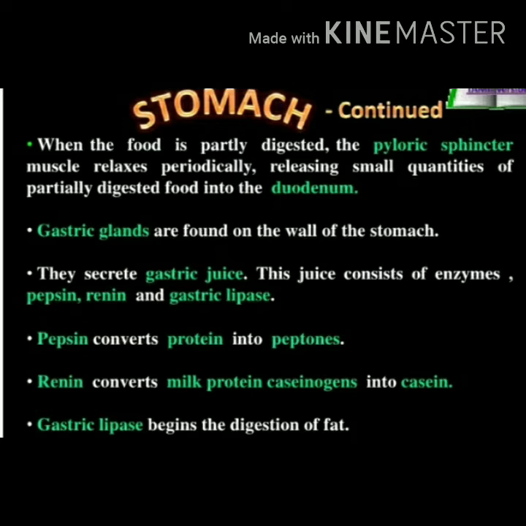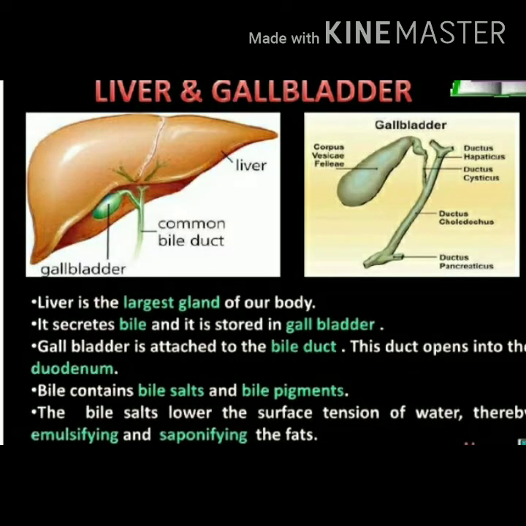And next, mucus is secreted, which protects the stomach walls from the harmful effect of the hydrochloric acid. And next is digestion in the small intestine. The first organ is the duodenum. In the duodenum there is a bile duct coming from the liver, which passes the bile juice, and one coming from the pancreas which transfers pancreatic juice. So what is bile? Bile is basically secreted in the liver and stored in the gallbladder. The liver is the largest gland of our body.